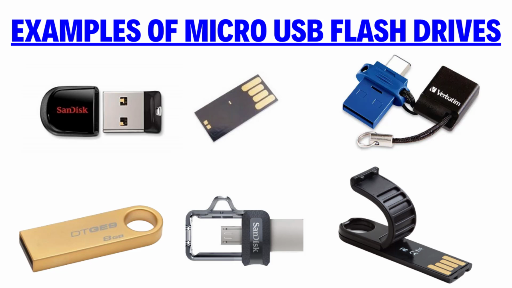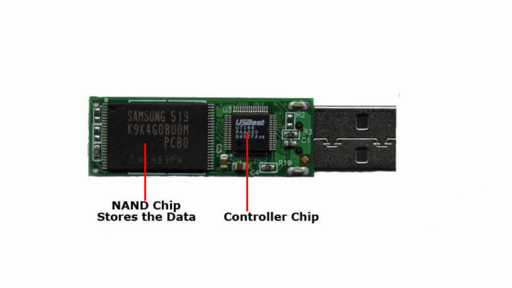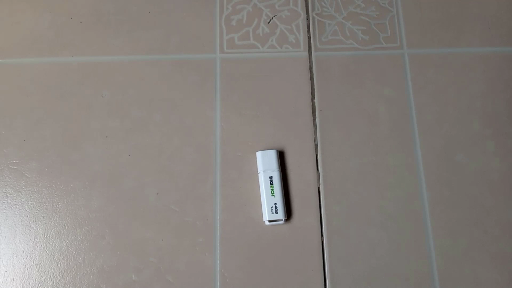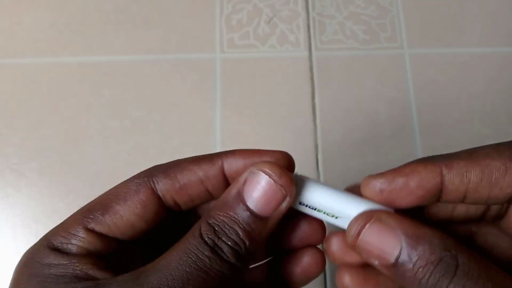The reason why this approach is not applicable to a micro USB flash drive is because micro USB flash drive and memory card have a single or integrated controller chip for the USB controller and the storage chip. Unlike the standard USB flash drive, which has two separate chips, that is the controller chip and the storage chip. So here we will disassemble the flash drive as demonstrated in the video.